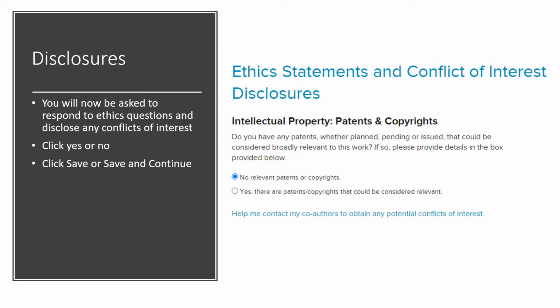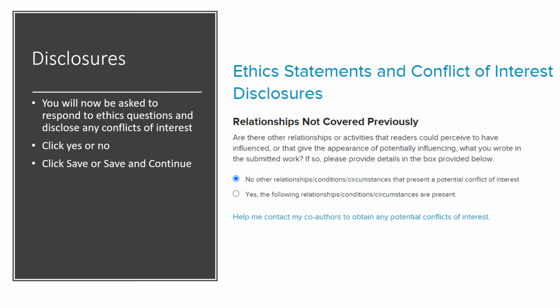You'll be asked about intellectual property and patent rights. Are there any relevant patents or copyrights, yes or no? And then you'll be asked a question about relationships that were not previously covered. And you'll be asked to respond if there were any relationships or conditions or circumstances present that you need to disclose, or if there were not. And now you're ready for article entry.